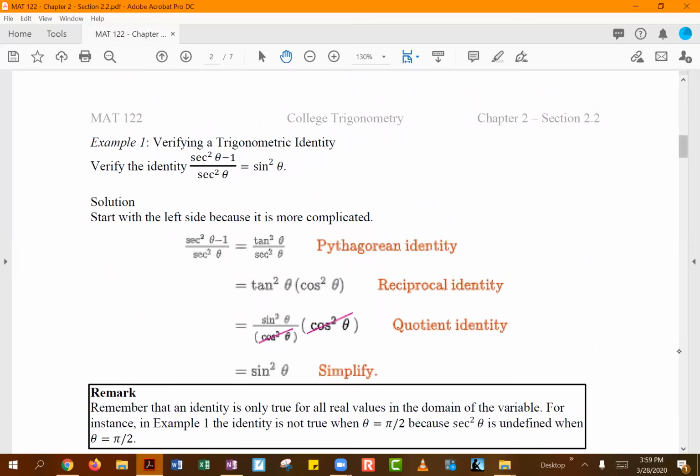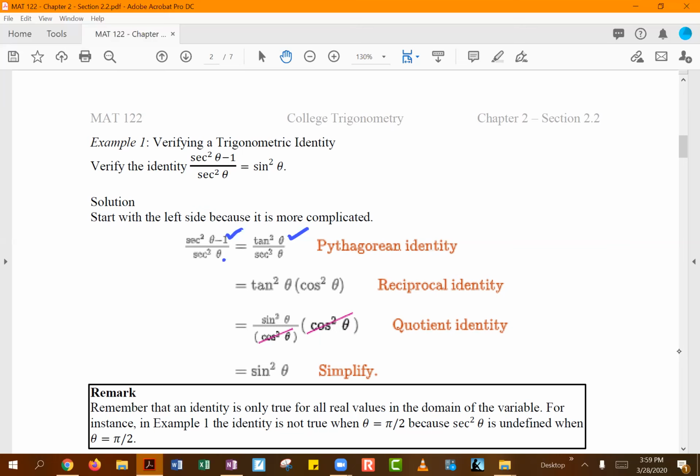So your first example here has secant squared theta minus 1, the whole thing divided by secant squared of theta, and we have to show that it equals sine squared of theta. Remember, they're asking us to verify this, so we don't know if the two sides are equal or not. The first thing we start with is using the Pythagorean identity on the numerator. So you've got secant squared theta minus 1. By using the Pythagorean identity, it equals tan squared of theta. That's where we're bringing in the Pythagorean identity.